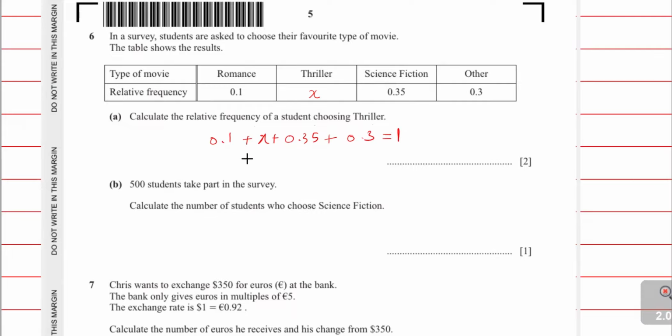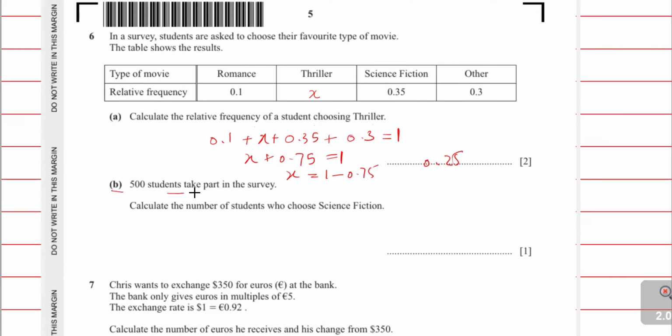Therefore, we can write this X plus 0.75 equal to 1. And X will be equal to 1 minus 0.75. This answer is equal to 0.25. This is the relative frequency of thriller.